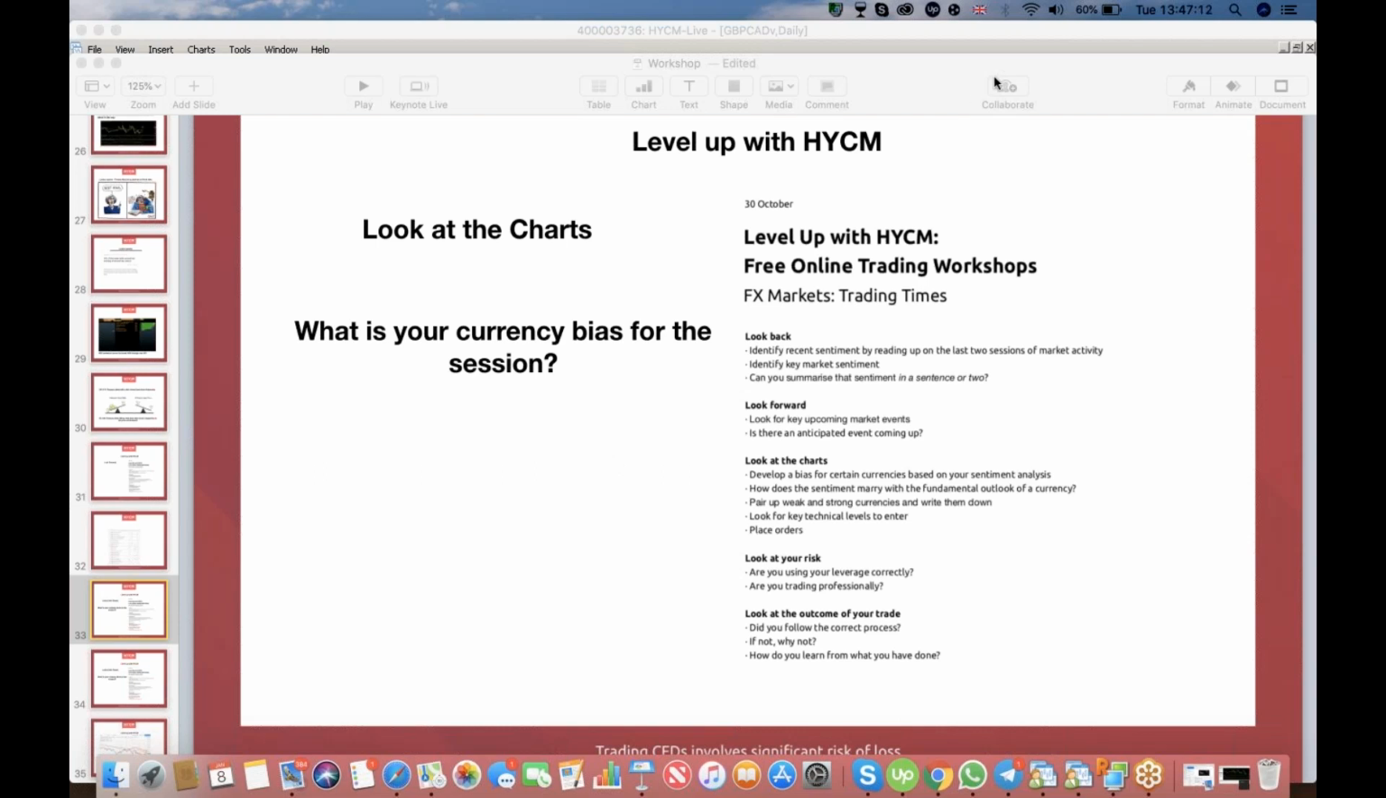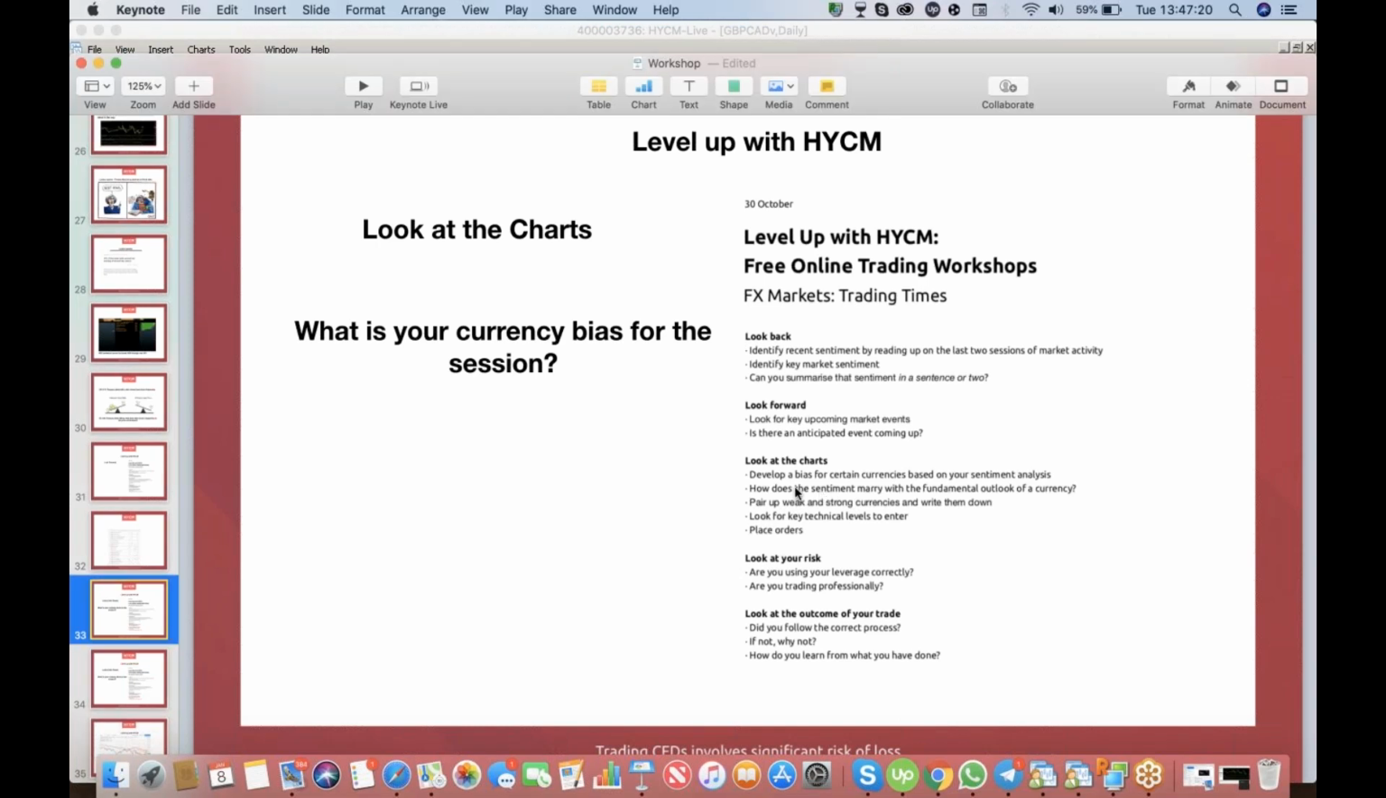Okay, so even though the sentiment in the near term is weak for the US dollar, it's weaker for the pound. So you see what it says, look on the charts. How does the sentiment marry with the fundamental outlook of a currency? So you know that the fundamental geopolitical outlook for the pound is bearish. It's a sell. Even though the recent sentiment has been weak for the US dollar, and you can see the euro was appreciating against the US dollar, the pound has slightly appreciated against the US dollar, but fundamentally we know that those rallies are to be sold.